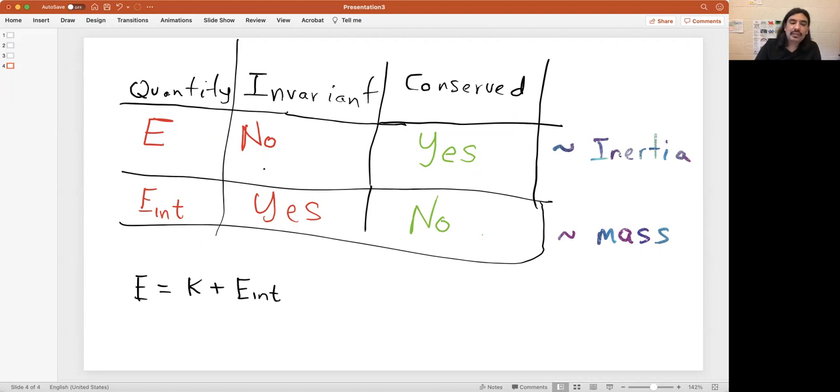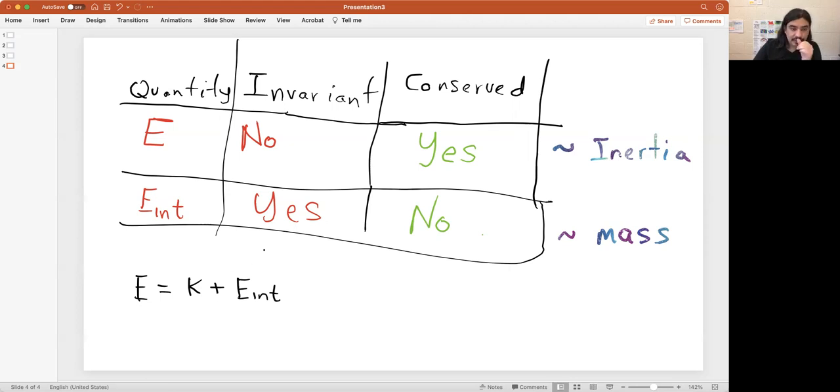So now if you're looking at the kinetic energy of a system, is that gonna depend on whether it's moving with respect to you or not? If you're moving at the same speed in the same frame of reference as the object, then its kinetic energy is 0. So therefore the energy is not invariant. However, this internal energy doesn't have to do with the motion.